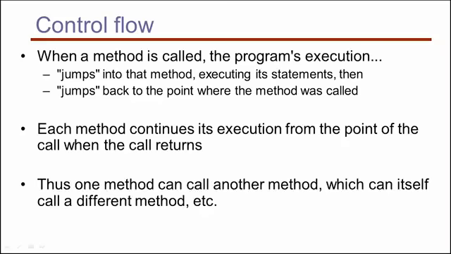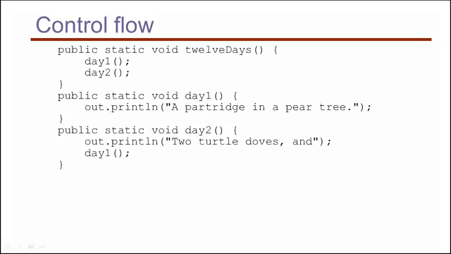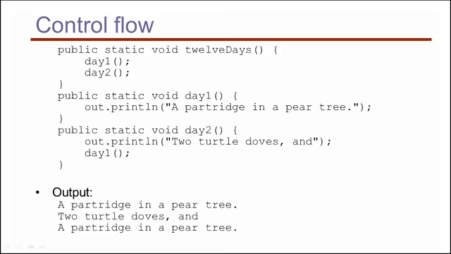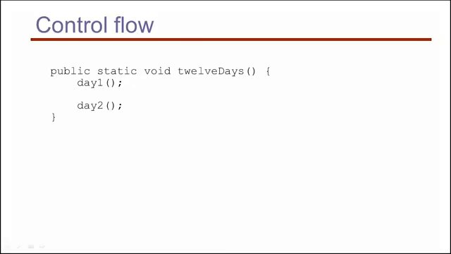This allows one method to call another method, which calls another method, which calls another method, etc., without us getting confused, because every called method returns to the point from where it was called. For example, consider this snippet of code that prints the first 2 days from the song The 12 Days of Christmas. The method 12 days calls the method day 1, and then the method day 2. The method day 1 simply prints a line of text. The method day 2 prints a line of text and then calls the method day 1, and the output is shown below.